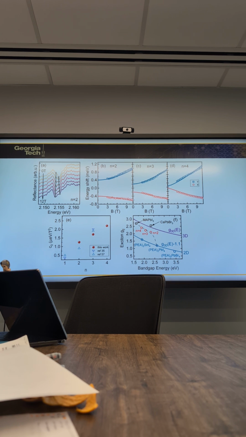1D is like nanotubes, just one dimension is not confined, and 2D is where two dimensions are confined. In 2D, one dimension is confined and the other two can grow however you want.